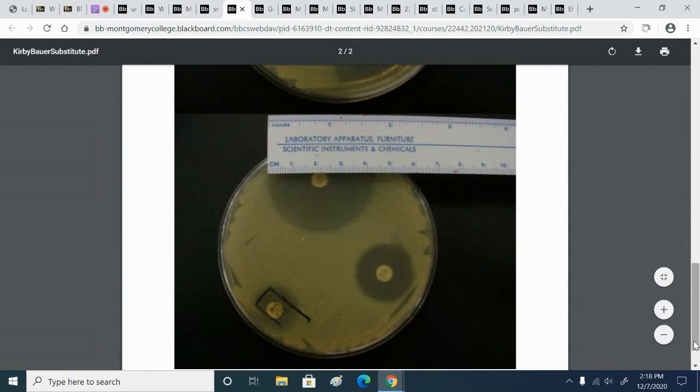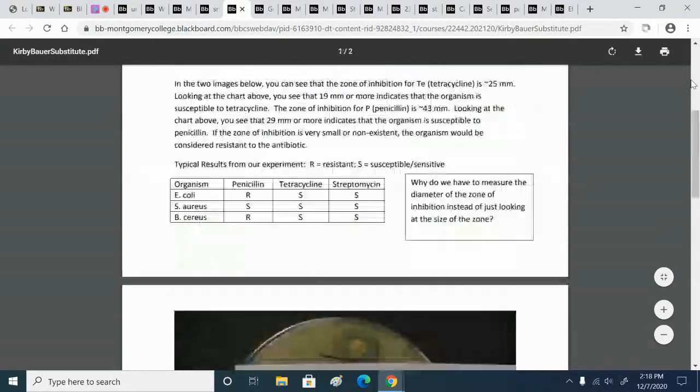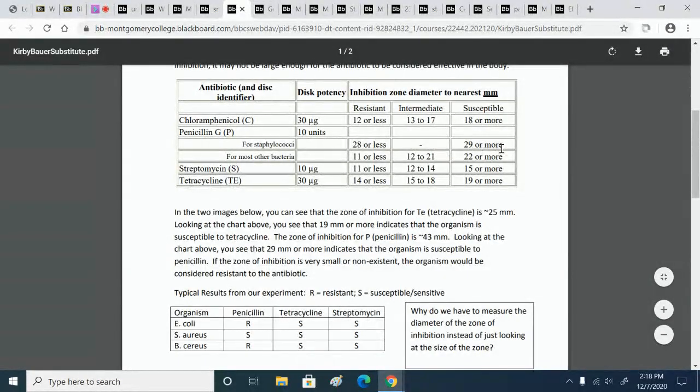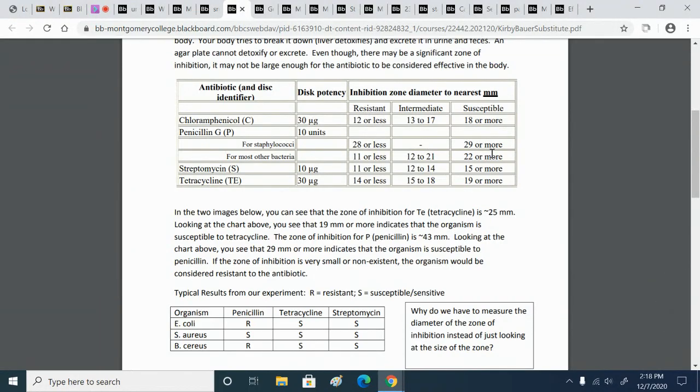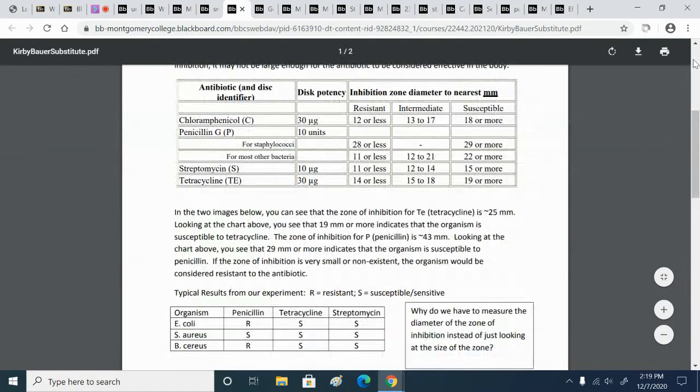And for the penicillin, which has a huge zone of inhibition, so you can kind of guess that without even measuring, but it's over 40 millimeters. And so for penicillin, whether it's staph or anything else, the organism is going to be susceptible. But you do have to measure the diameter of the zone of inhibition and look at the table. So I haven't seen the lab exam yet, but there may be a picture like what I showed you here, and then you have to measure and look at the table and determine if the organism is susceptible or resistant.